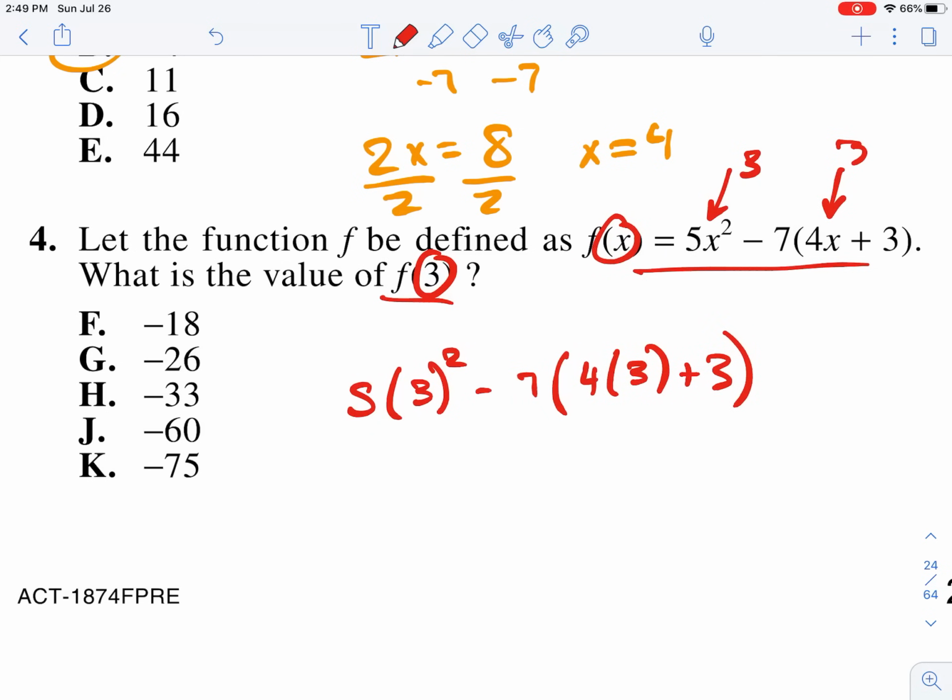You could do this on your calculator, but I would recommend just simplifying, writing it out, so you don't make a parenthesis error on your calculator plugging all this in. It might be easier and faster to just simplify it by hand.